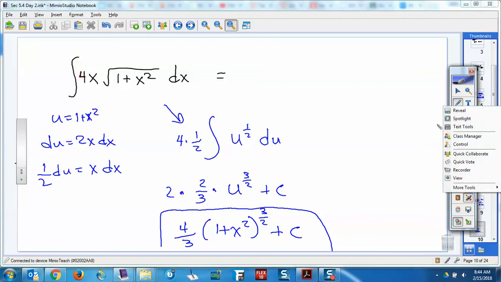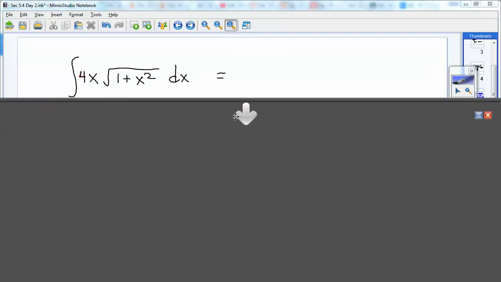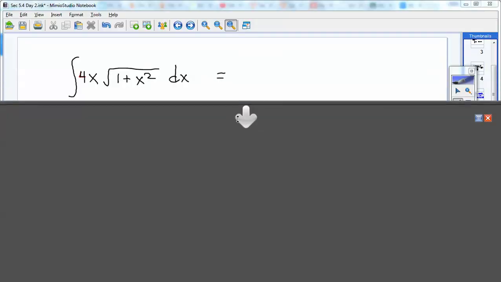Right, somebody got an answer they want to read? 4/3 times 1 plus x squared to the 3 halves plus c. Bingo. Okay?